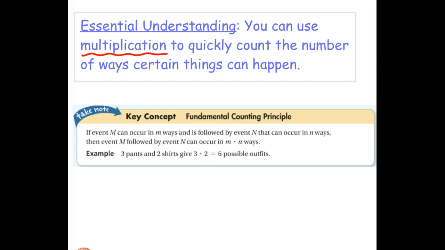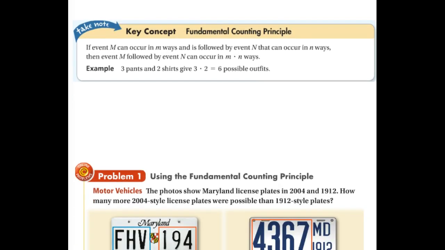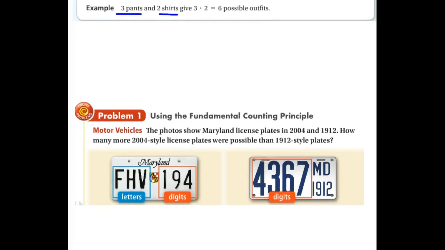All right, the example that we have here, let's say I'm trying to put an outfit together and I have 3 pants to choose from and 2 shirts. If I don't worry about fashion and what matches and what goes together, I have 3 times 2 or 6 different outfits that I could make. Does that make sense? All right, we're going to look at an example that deals with license plates.